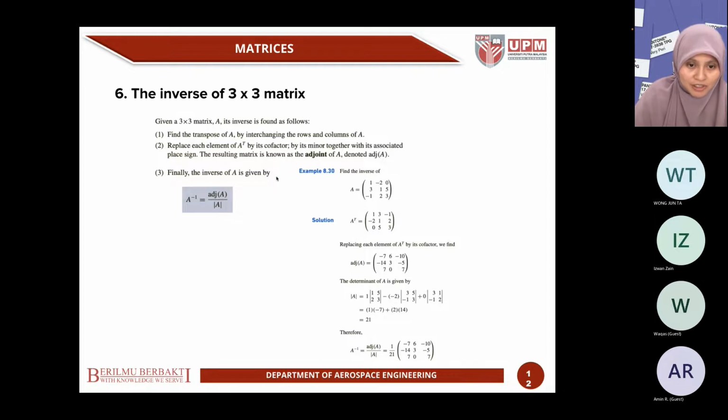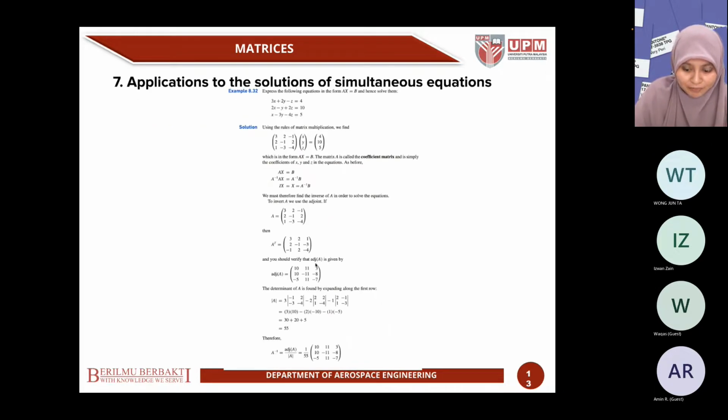So finally, the inverse of A for a 3 times 3 matrix is the adjoint of A divided by the determinant of A. So you need to find the determinant of A using the rules of the determinant just now, and you get the determinant of A as 21. For the adjoint of A just now, this is the matrix of the adjoint of A. So you divide by the determinant, 1 over 21. So this is the inverse of matrix A.